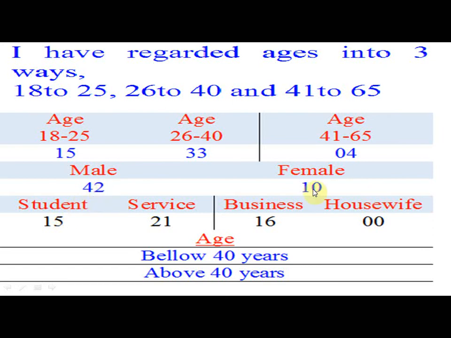And the above information is categorized into four ways. In this case, students number 15, service 21, business 16, and no housewife is considered. The whole information, that means the grand total, is also categorized into two ways for the purpose of the research: below 40 years and above 40 years.